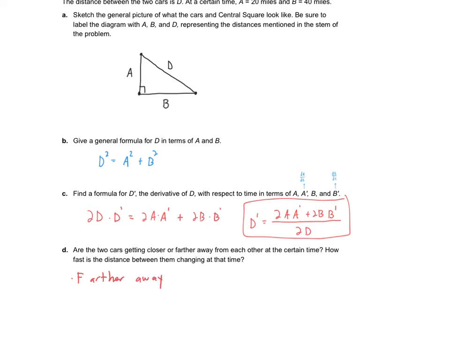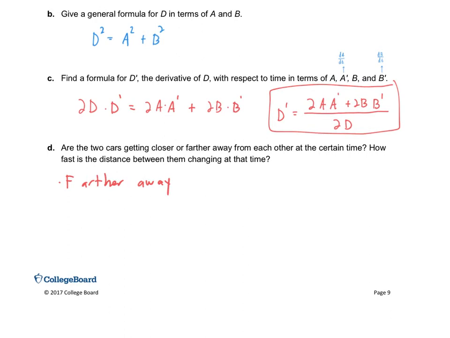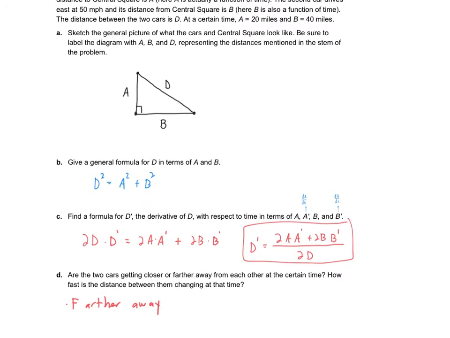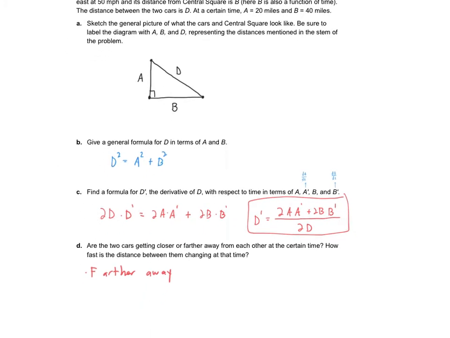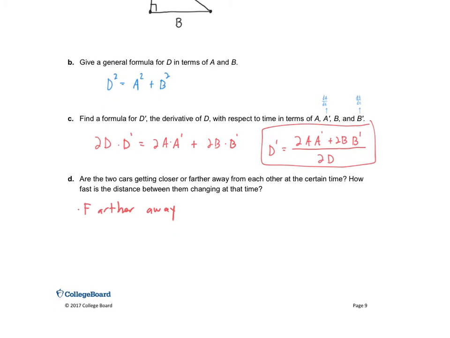And how fast is the distance between them changing at that time? It's really important to figure out what they're asking for in math symbols, like dV/dt or dx/dt. They ask how fast the distance between them is changing. The distance between them is D, so if we want to know how that's changing, we want dD/dt, or D prime. That's what they're asking for here, so that's what we'll solve for right now.